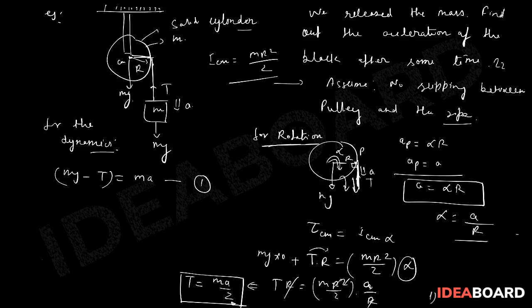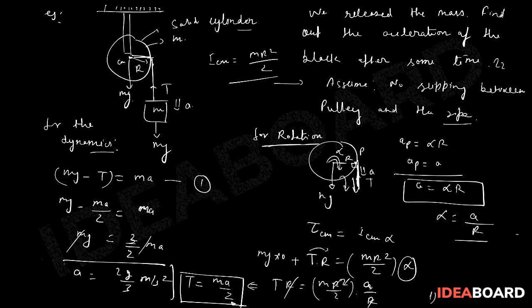And once I achieved this relation, we can substitute the value of T in equation number 1. So this will be mg minus ma by 2 is equal to ma. So this is 3 by 2 ma is equal to mg. This m and m cancel out. So simply a is equal to 2g by 3 meter per second square.